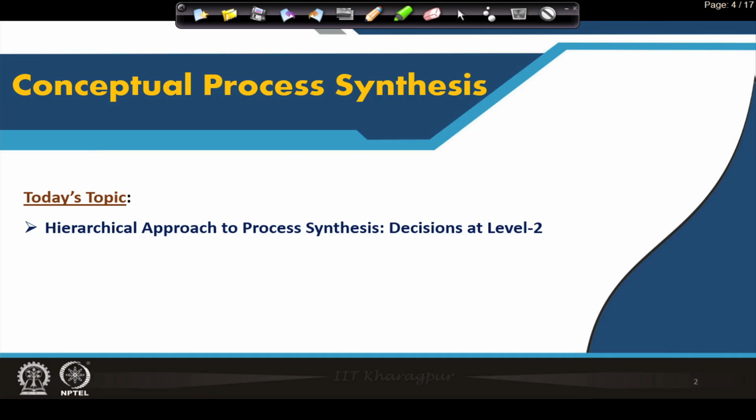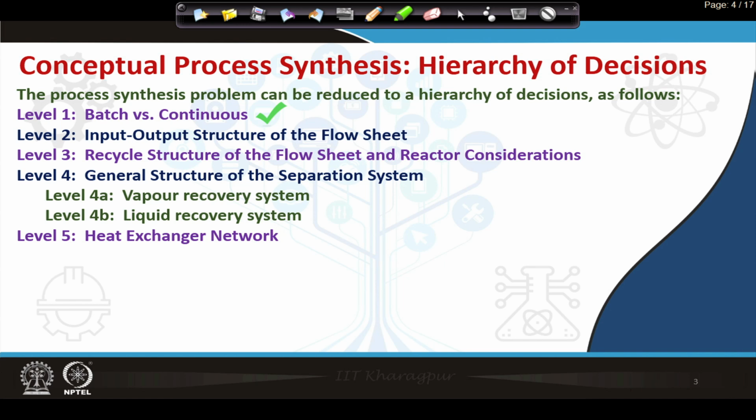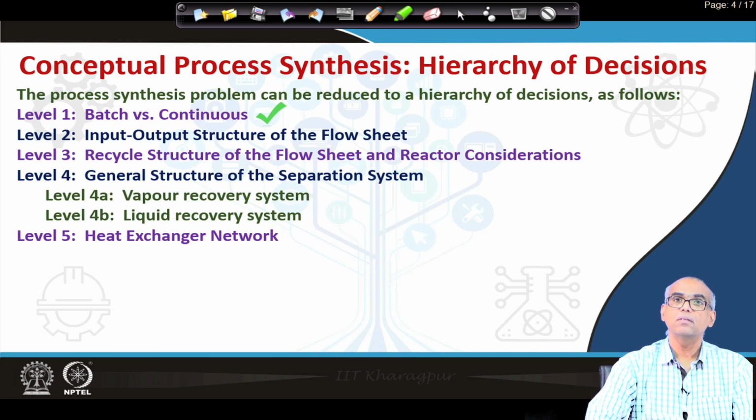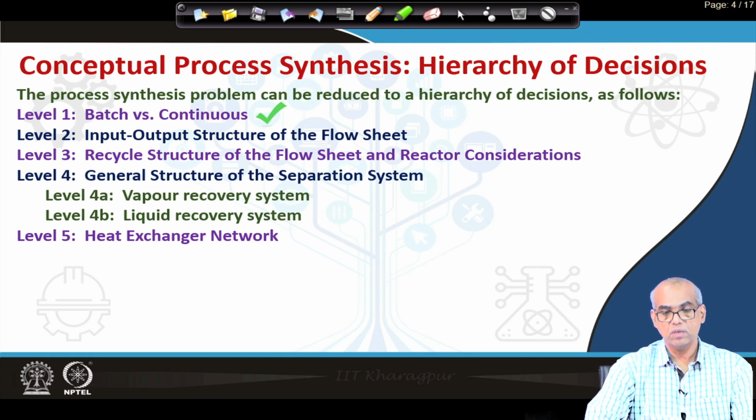So, hierarchical approach to process synthesis design at level 2. So, level 2 decisions. We have talked about that there are 5 different levels: batch versus continuous, input output structure of the flow sheet, recycle structure of the flow sheet and reactor considerations, general structure of the separation system, and then under that vapor recovery system comes first, and then comes liquid recovery system, and at level 5 heat exchanger network.